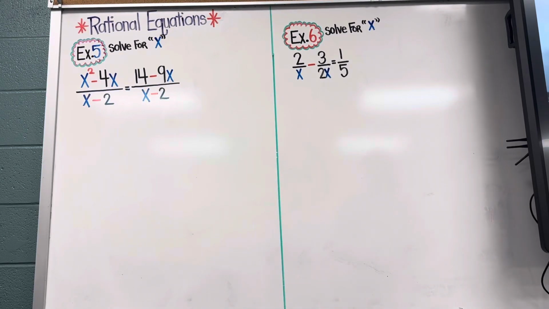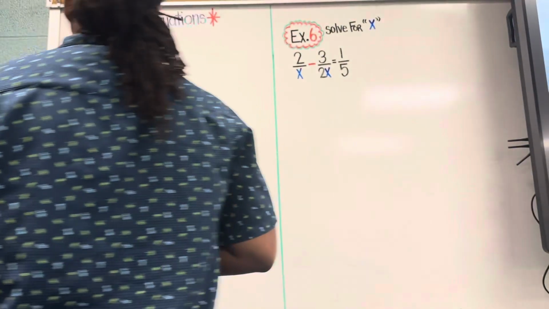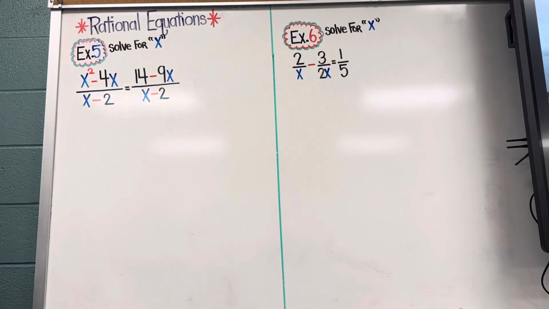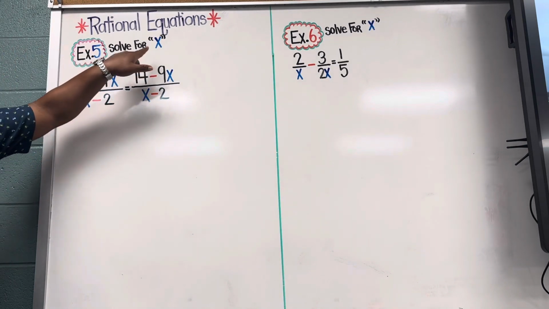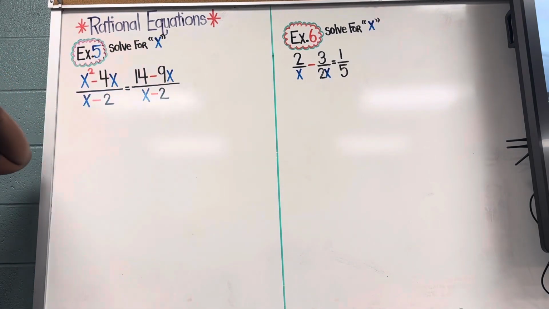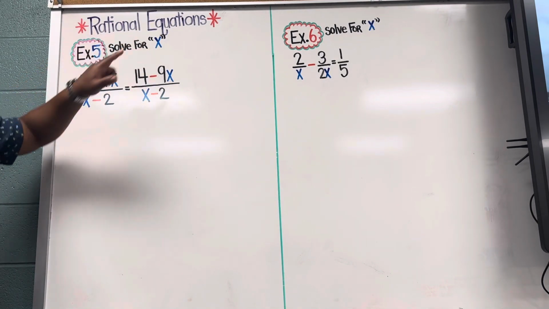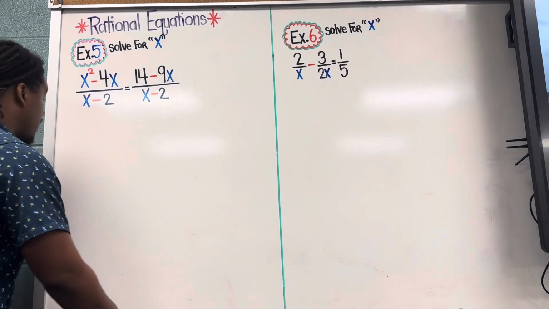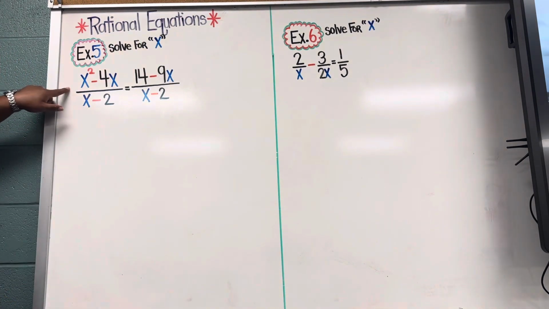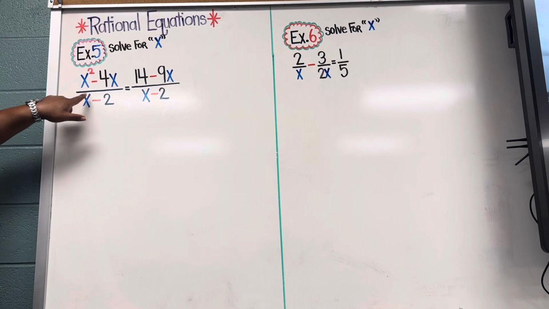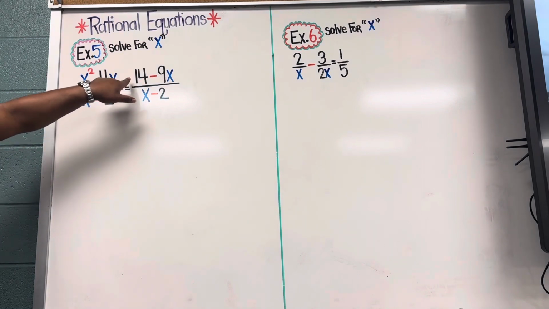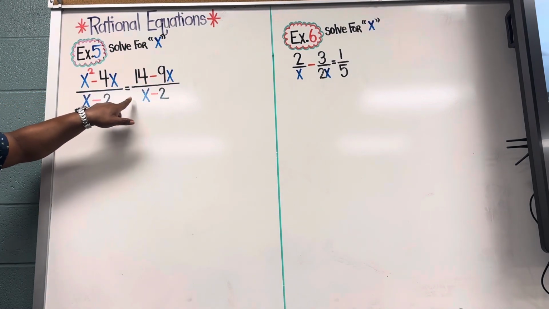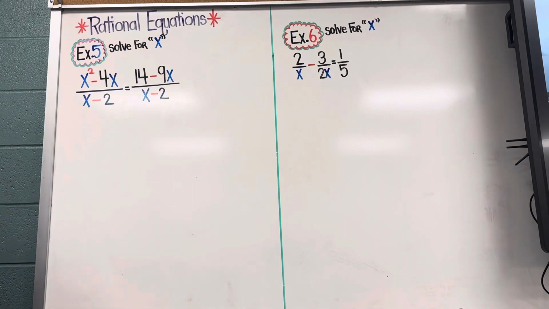This is Danny Mathematics. I'm here with another example to explore. And today, guys, we're gonna go over example 5 of how to find out the value of x in rational equations, okay? Example 5 of how to solve for x when we're dealing with rational equations. And in this particular example, guys, we have the rational equation of x squared minus 4x all over x minus 2 equals 14 minus 9x all over x minus 2, okay?